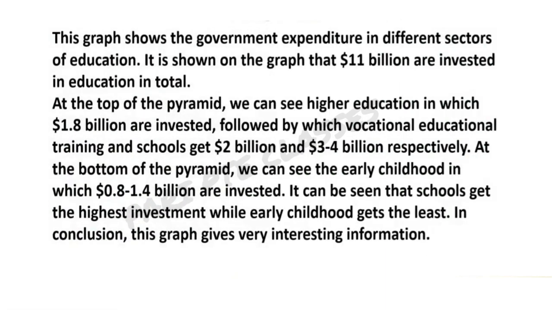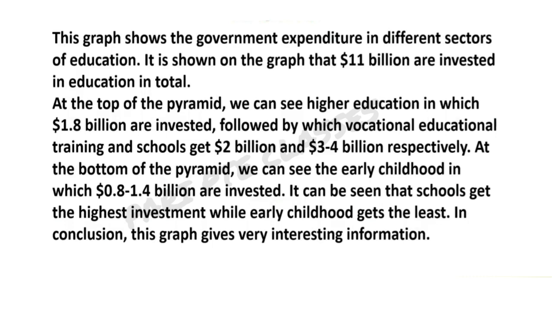This graph shows the government expenditure in different sectors of education. It is shown on the graph that $11 billion is invested in education in total. At the top of the pyramid, we can see higher education, in which $1.8 billion is invested, followed by vocational educational training and schools, which get $2 billion and $34 billion respectively.